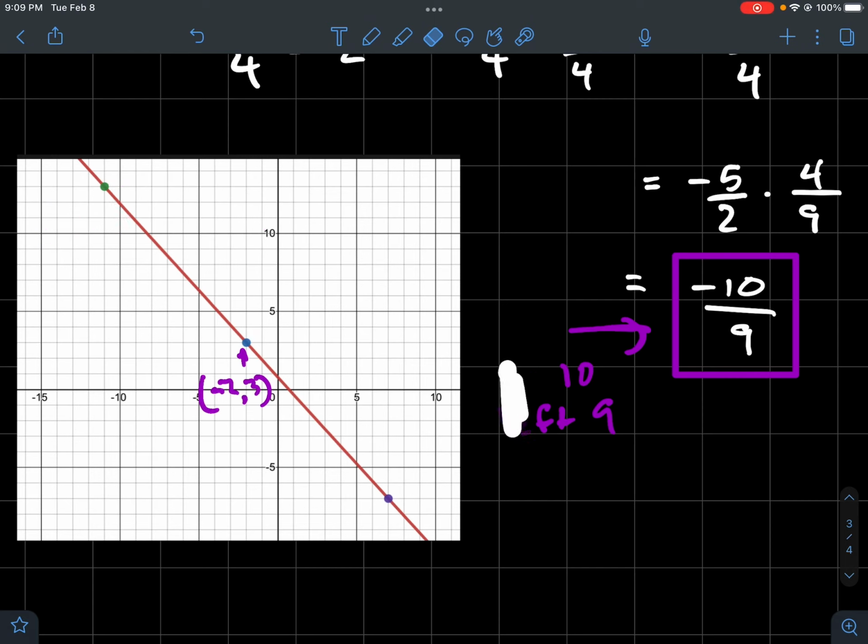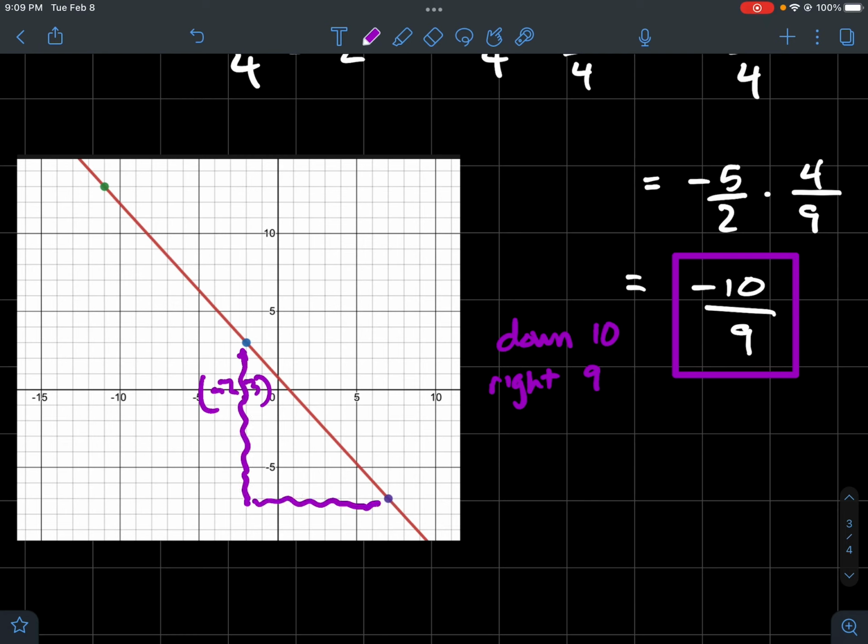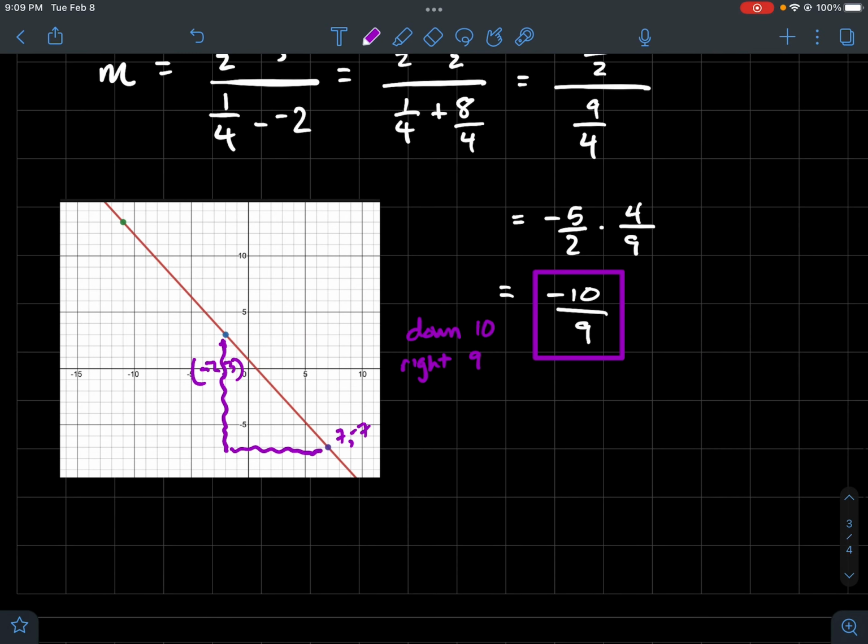And then similarly, if I get rid of this stuff here, another way I could think about what this -10/9 is telling me is going down 10. So down is the negative direction, and then right 9. So I already took care of the negative with down 10. Now I'm just going to go right 9. If I go down 10 units, and then I go right 9, it takes me over to this point right here, which looks like the point 7, -7. So anyway, that's how you could use that rise over run idea to get from one point to another nice point on the line. Okie dokie.